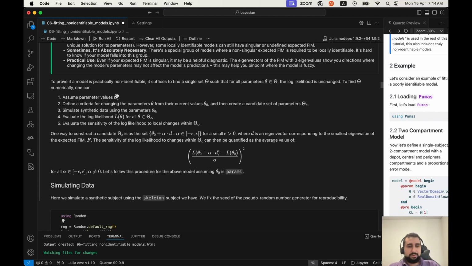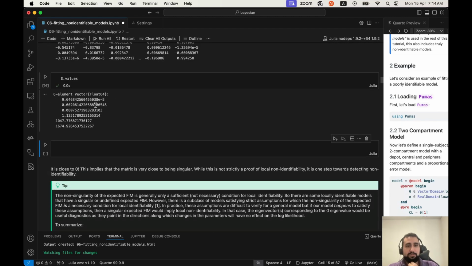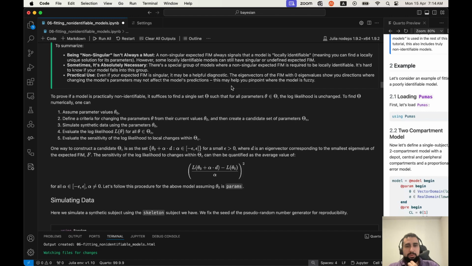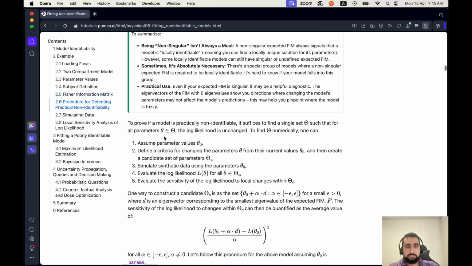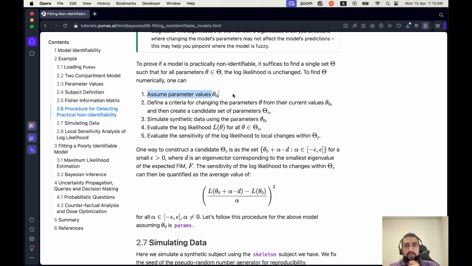Since here again the Fisher information matrix has a minimum eigenvalue that's a value very close to 0, we could try to use this as a step of the way to prove non-identifiability. So what we're going to do is follow this procedure here, and let's go through it step by step. First, we're going to assume certain parameter values, those are theta 0. So let's assume some parameter values are the true parameter values. They're the ones used to generate the data.